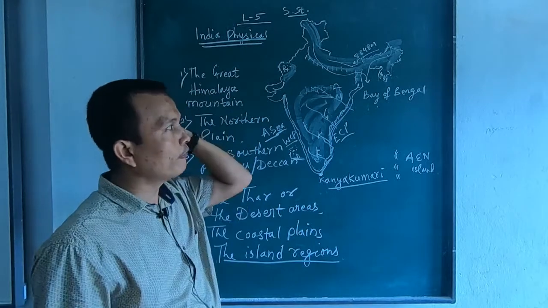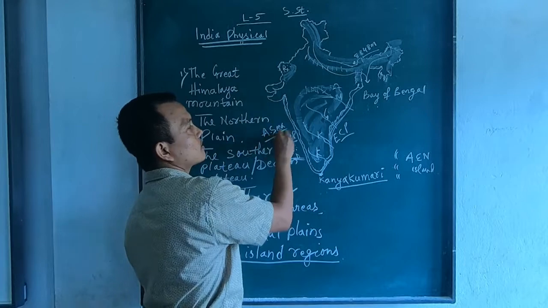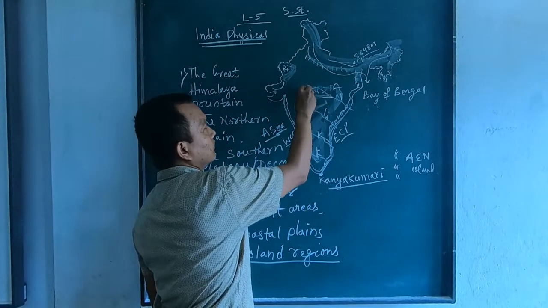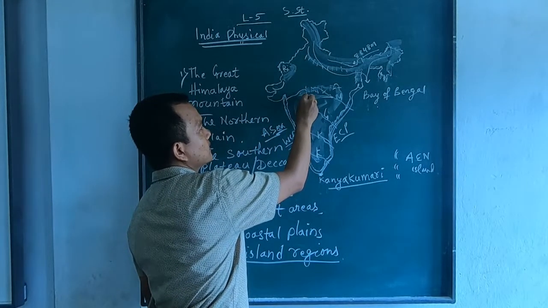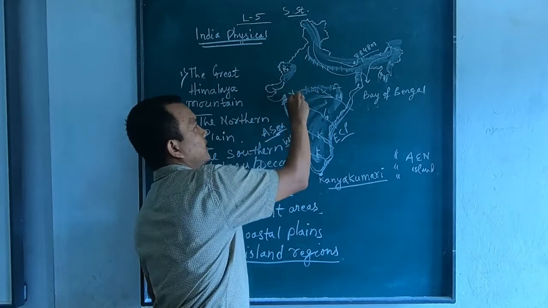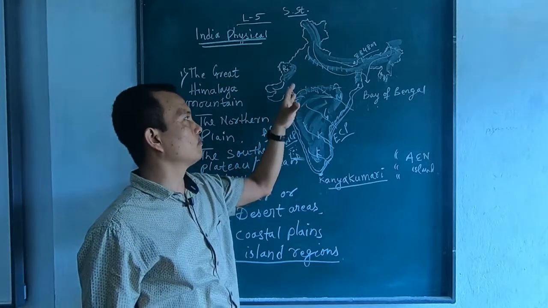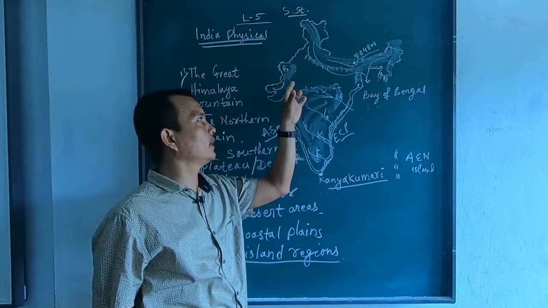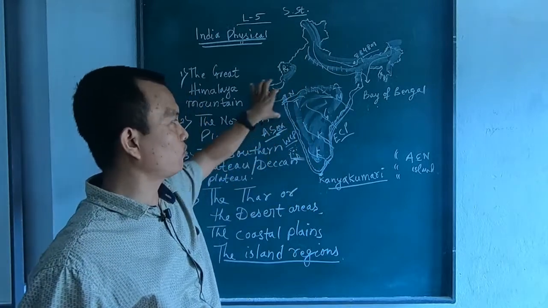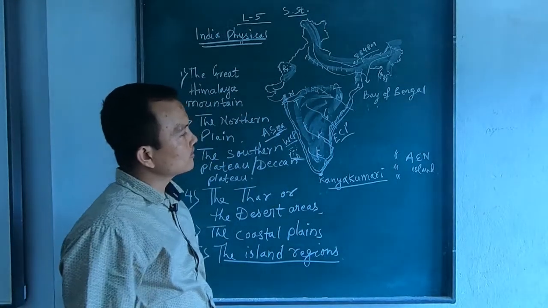And there are a few rivers which flow towards the Arabian Sea. They are Narmada and Tapi. There are a few more examples, but these are the most common examples of rivers that flow towards the Arabian Sea.